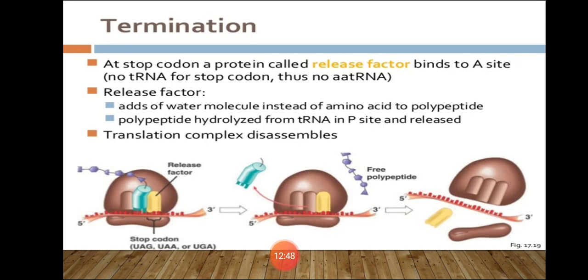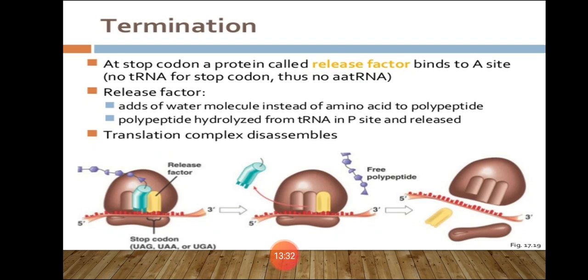At this stop codon, there are three termination codons we have studied, that is UAA, UAG and UGA. These termination codons are exposed at the A site, and they are not read or joined by the anticodon of any tRNA. So, what is going to happen here? A protein called release factor binds to the stop codon at the A site. There is no tRNA for the stop codon, thus no amino acid tRNA complex will be formed.